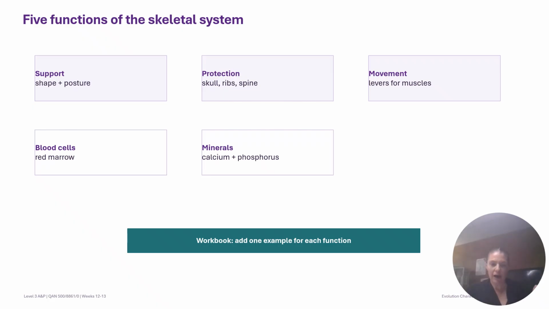So we've already skipped a slide because I'd already recorded it over. So look back on cells. I've uploaded everything on there. I've uploaded everything for tissues. And now we're going to move on to the skeleton.